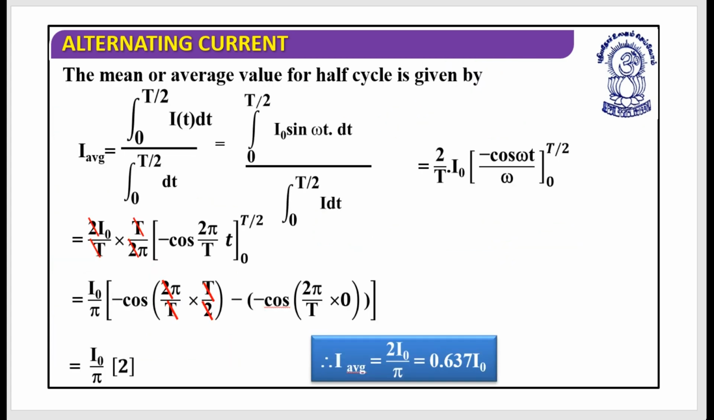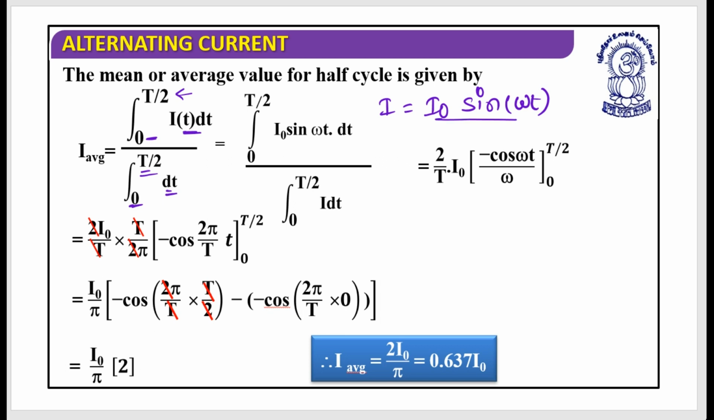Let's suppose I want to find the mean or the average value of the half cycle, and my function is I equals I naught sine omega t. Let's suppose I have been asked to find the mean or average value for half cycle, given that I equals I naught sine omega t. Just find out the mean or the average value of this. My basic formula is the integration from 0 to T by 2, because they said half of the cycle, of I as a function of t dt, divided by the integration from 0 to T by 2 of dt. So let's just put the value and get it done.